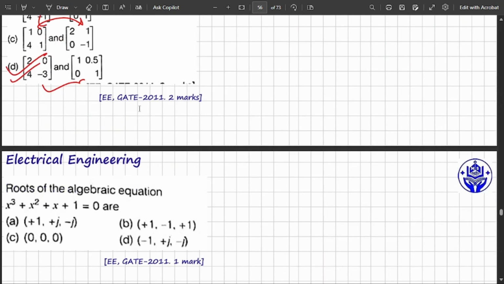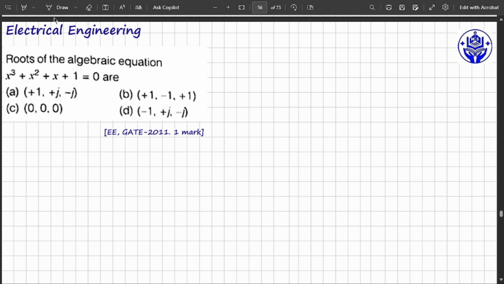Okay, next one. The next question is related to algebraic equations, and in this case, the roots of the algebraic equation. What are the roots in this case? Here, if I have minus 1 as one of the roots. If I find any one root of this equation, x cube plus x square plus x plus 1 equals 0, all the terms are plus, so we can easily put minus 1. We can check it at minus 1. If it is true, then we can find all the other roots.